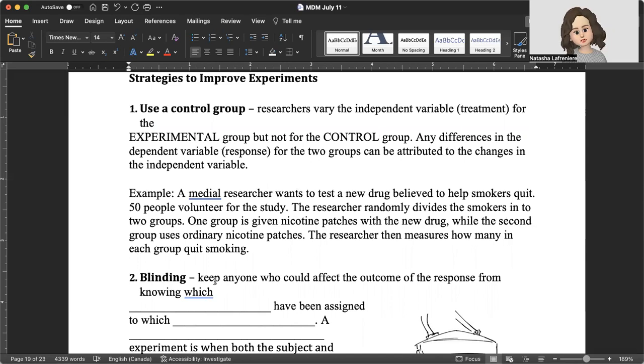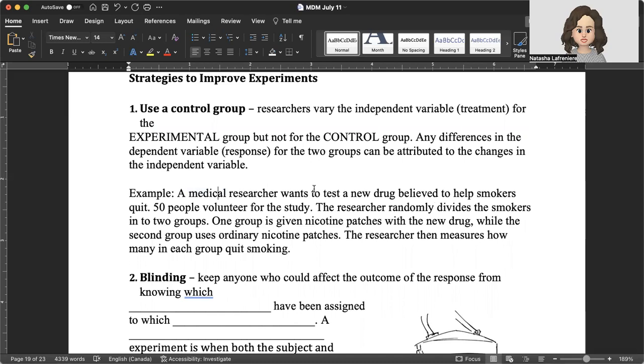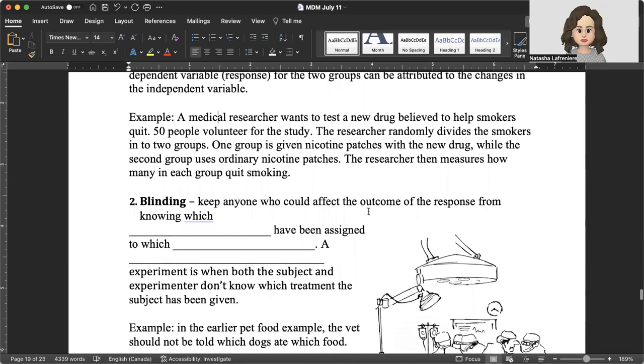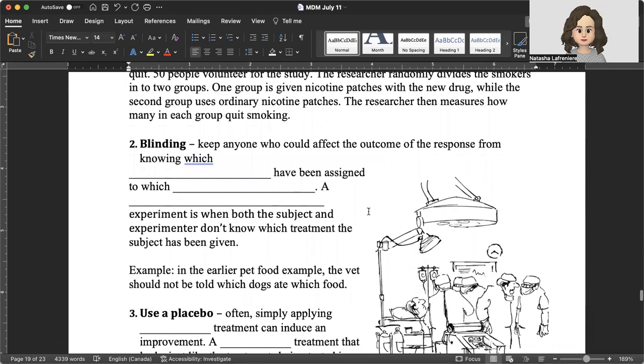Medical. A researcher wants to test a new drug believed to help smokers quit. 50 people volunteer for the study. The researcher randomly divides the smokers into two groups. One group is given nicotine patches with the new drug, while the second uses ordinary nicotine patches. The researcher then measures how many in each group quit smoking.